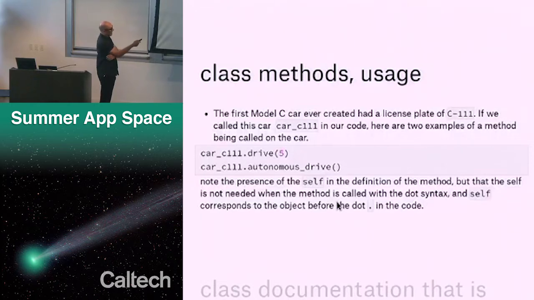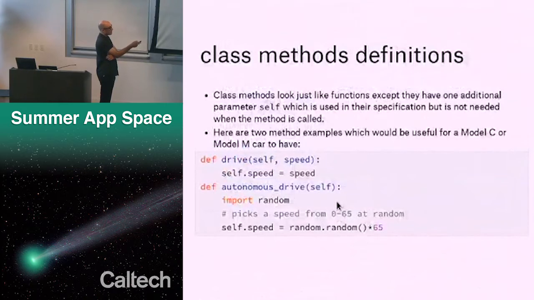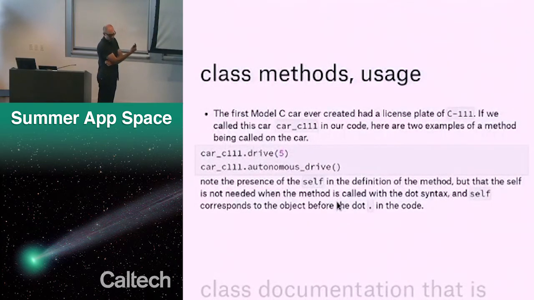But this is the tricky thing: even though self is in the definition of the method, you don't supply it when you actually call the method. It's a little bit weird. The presence of self is implicit here. What Python does is, when you have this call, it sees that there's a method call happening on this object, and it takes car underscore C111 and stuffs that in as that first implicit argument. So this is what becomes self. You can unpack it in your head: self and this thing are kind of the same thing.